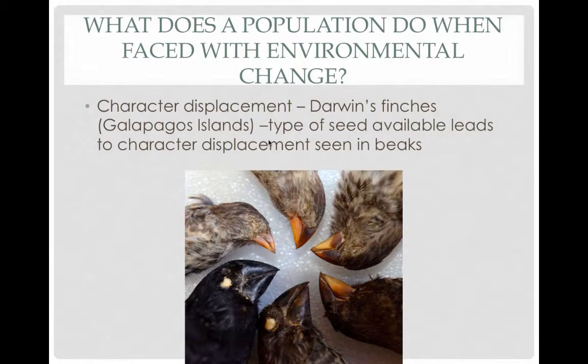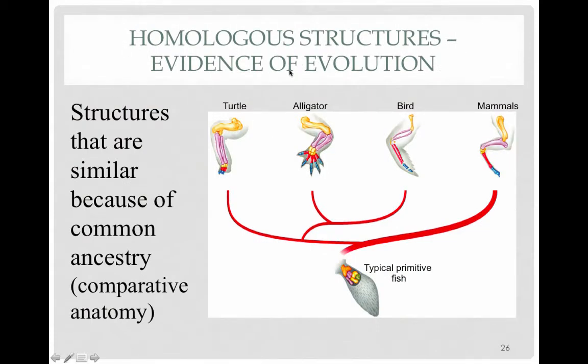If, for example, seeds were tough to get into one year and there was not the pre-adaptation there of the big crushy bills, that species would die out, period. Just know that homologous structures are structures that are similar because of common ancestry. Turtles, alligators, birds, and mammals have limbs that are jointed in the same way, so that lets us know that they probably came from a single source.